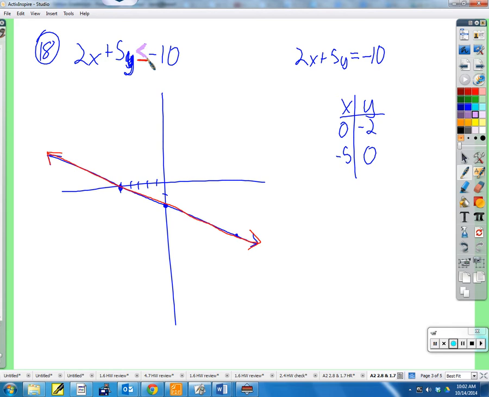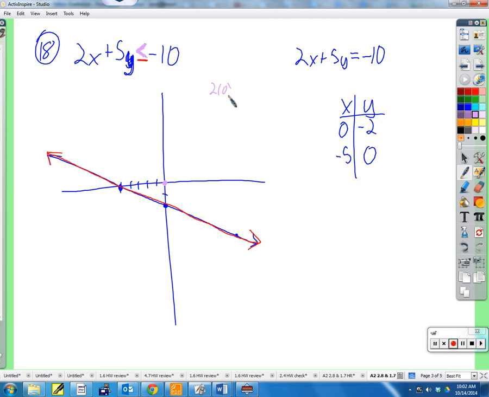Or, do you remember another way? Plug in a point. Take a point, any point. Which point would you choose? 0, 0. Any point from anywhere on the graph at all. Anywhere on the plane, really. We choose 0, 0. If it makes it true, we must have picked a point from the shaded area. If it makes it false, we must have picked a point that's not in the shaded area.